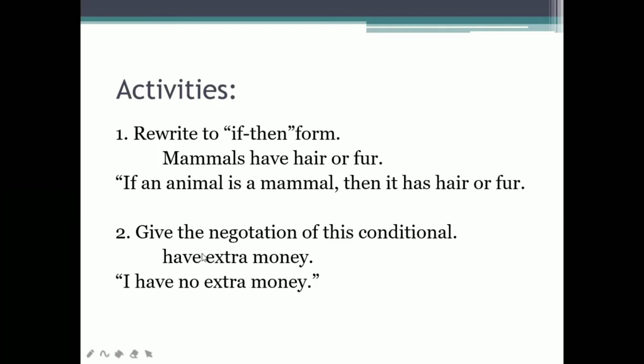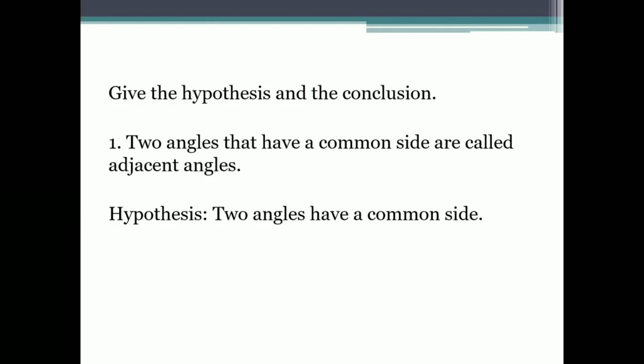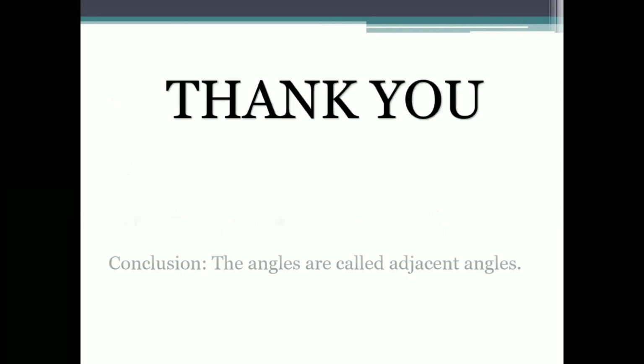Next, number 2. Give the negation of this statement. The negation, the negative statement. Have extra money. So the negative statement is, I have no extra money. Next, give the hypothesis and the conclusion. Okay, as I have said, the subject there is the hypothesis, the P, and the conclusion is the predicate. So, two angles that have a common side are called adjacent angles. Our hypothesis: two angles have a common side. And the conclusion: the angles are called adjacent angles.